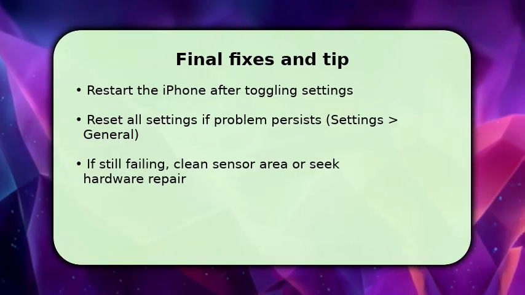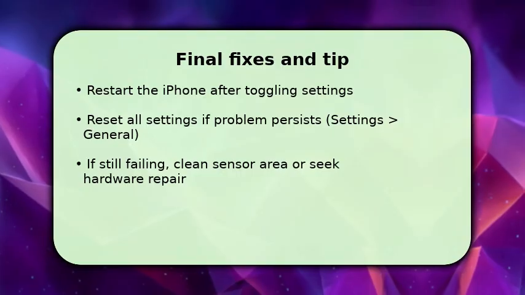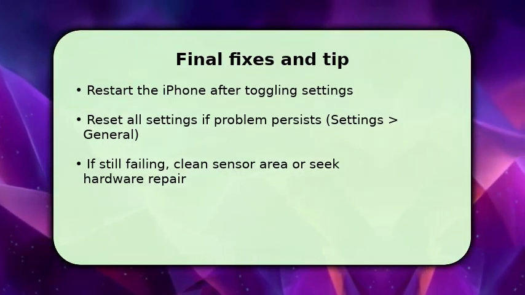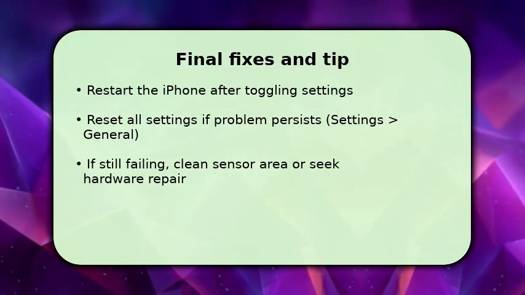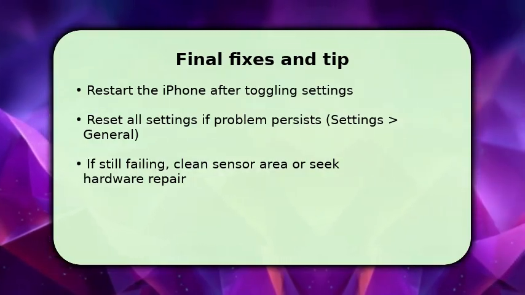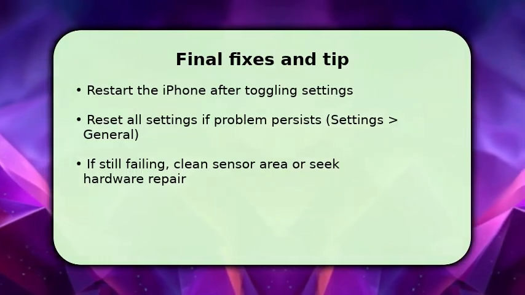If issues continue, reset all settings under Settings, General, Reset to clear corrupted preferences. This won't delete media, but resets Wi-Fi and display settings. If the sensor remains unresponsive, clean the front sensor area, and, as a last step, consider hardware inspection at a repair shop, because the ambient light sensor may be faulty.